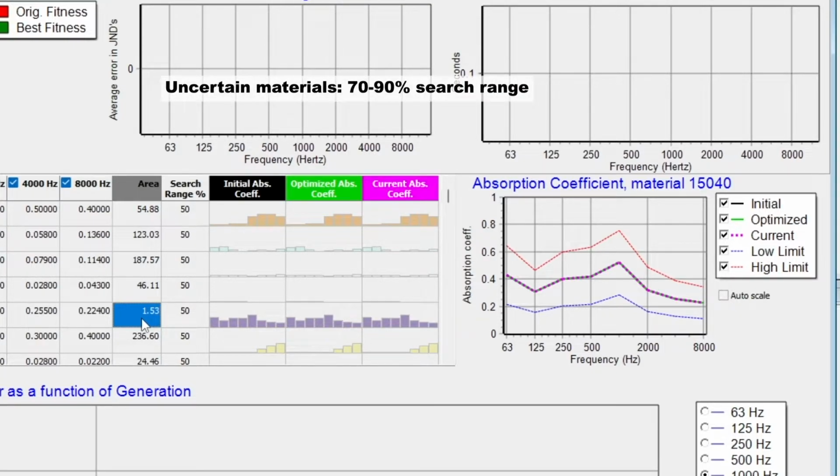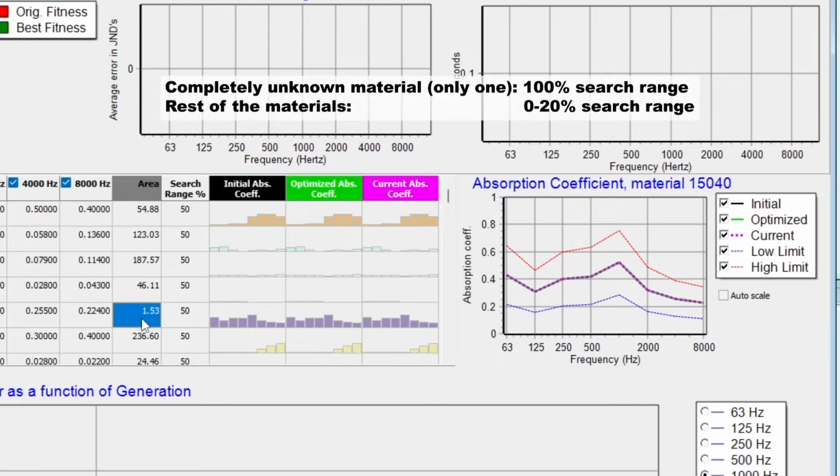For uncertain materials, we would recommend a search range between 70 and 90. And for known materials, you can use a search range of 50 or slightly lower. Even if the coefficients are reliable, it's good to have some flexibility for the search. You should only use 100 in very extreme cases where you simply have no idea what the material could be. And then, you should also make sure to only vary that material and set the rest to low search values, somewhere between 0 and 20.